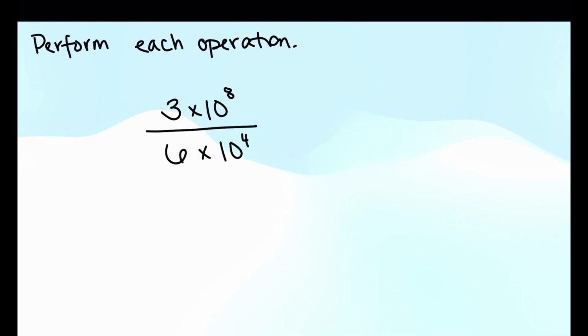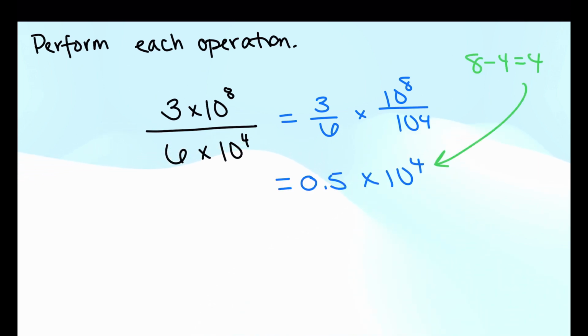3 times 10 to the 8th divided by 6 times 10 to the 4th. I'll do the 3 divided by 6 first, and then the powers of 10. 3 divided by 6 is a half, or 0.5. 10 to the 8th divided by 10 to the 4th, I subtract the exponents. 8 minus 4 is 4. I get 10 to the 4th.